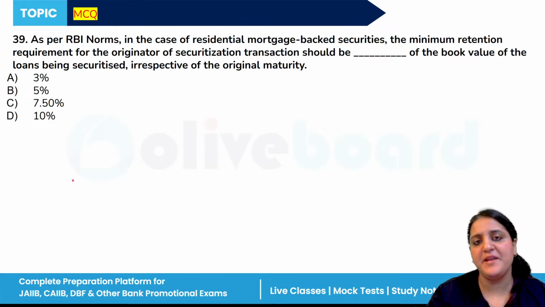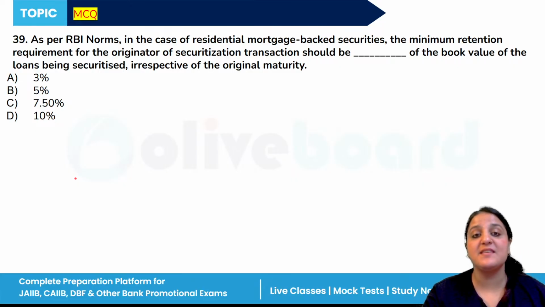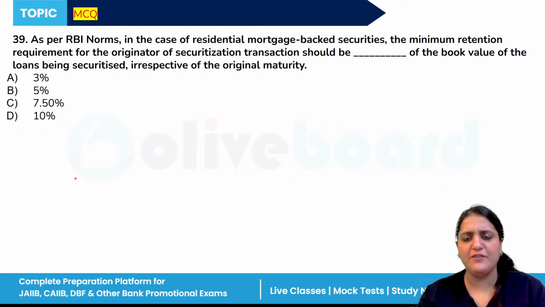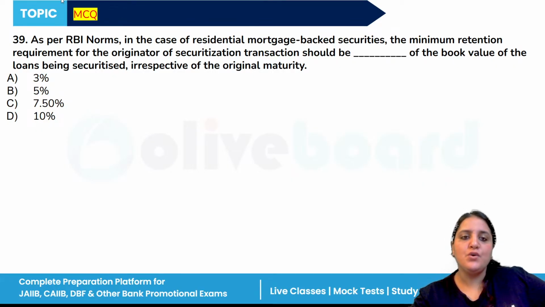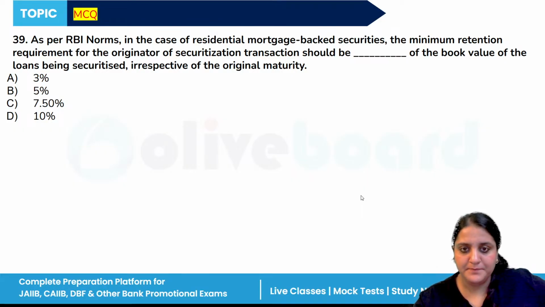As per the RBI norms, in case of residential mortgage-backed securities, the minimum retention requirement for the originator of a securitization transaction should be dash of the book value of loans being securitized, irrespective of the original maturity. So, very simple.